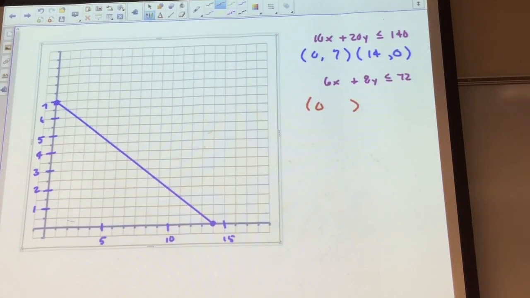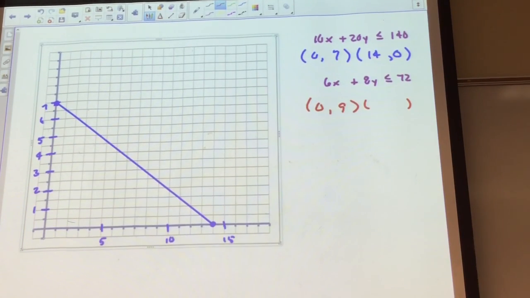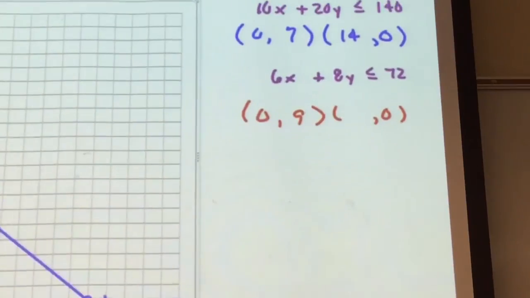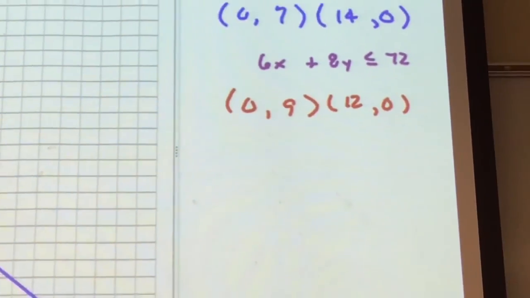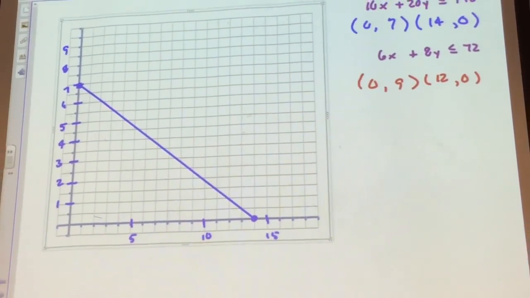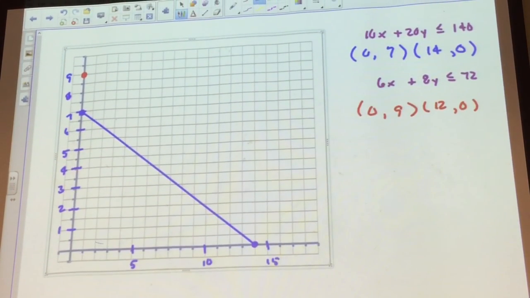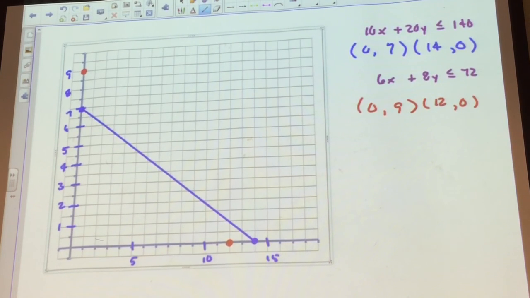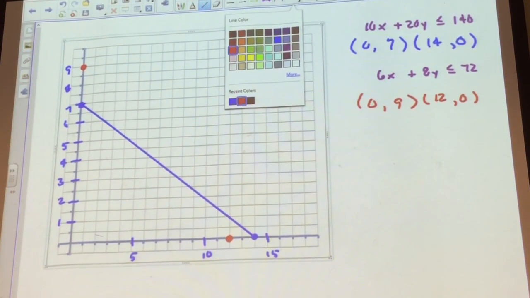If x takes on a value of 0, then y does all the work in the bottom, leaving us with a 9. If y takes on a value of 0, then x does all the work, leaving us with a value of 12. So 0 and 9, since this would be 8, then this would be 9. 0 and 9 connects to 12 and 0. So I need another line, but I want it red.